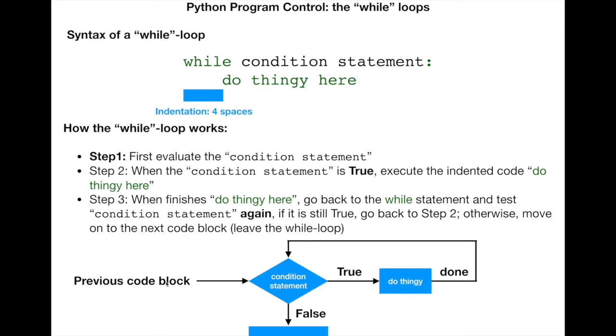So this is the pseudocode for how the while loop looks. Coming from the previous code block, we look at the condition statement. If it's true, we do thingy. When it's done, we go back to the condition statement again. If it's true, we do the same loop. So that's why it's called a while loop. Until the condition statement is no longer true, it's false, and then we move on to the next code block. Be careful with while loops, because you can easily get infinite loops if you're not careful enough, since the condition statement can be always true.